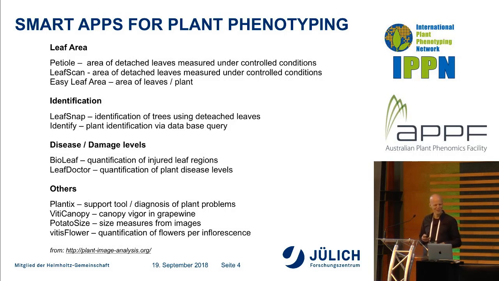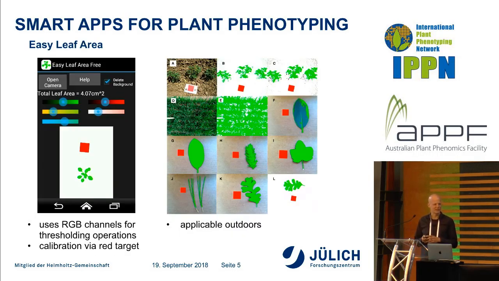Easy Leaf Area is an app which also already uses RGB channels in order to distinguish between leaf and background, and they also applied this under non-controlled conditions in the field, like you can see on the images. I think it's a very good app, and it's applicable outdoors. And it also has this calibration target to get real measures.